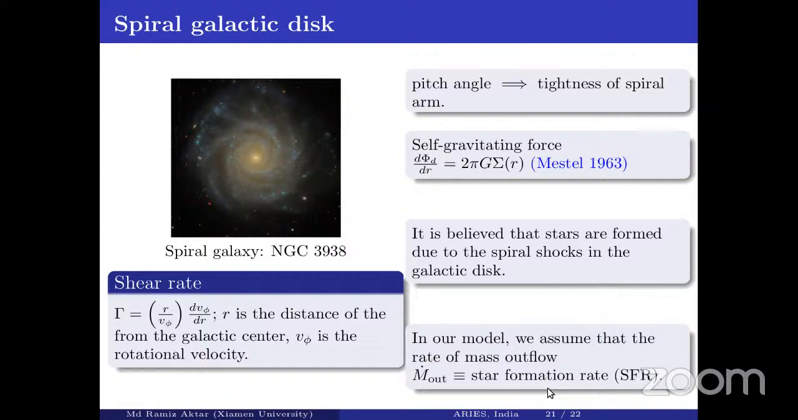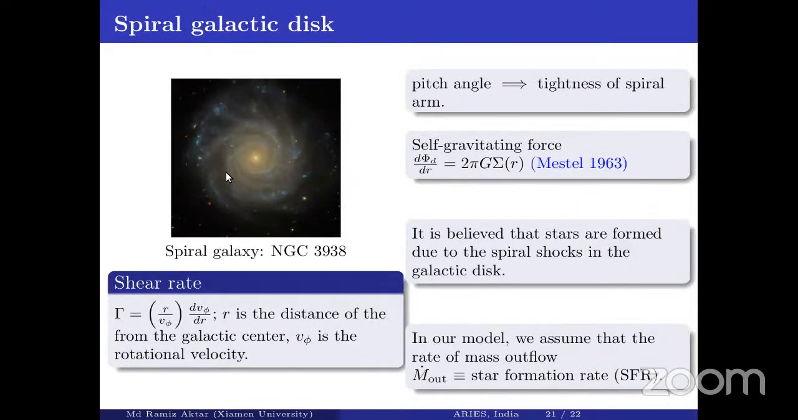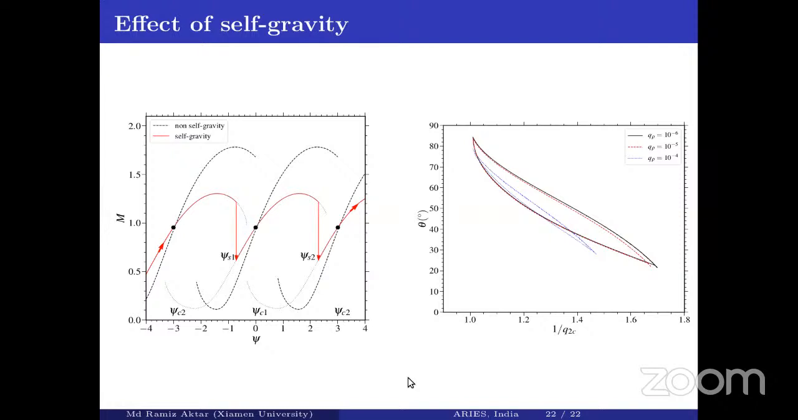Now I am doing this calculation. It will take some time to tabulate the pitch angle and the shear rate for all those galaxies. Based on the pitch angle or shear rate, I want to calculate the star formation rate based on our accretion injection model. So maybe, Ramiz, I should end here.